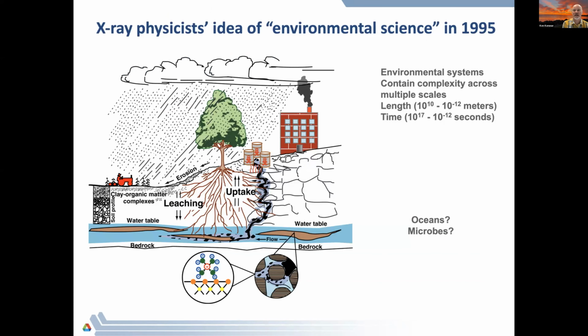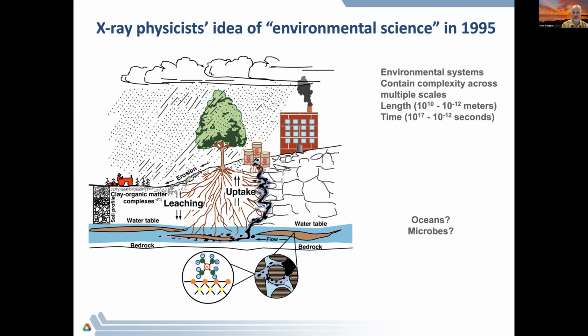So this is a slide that was prepared back in 1995 by the X-ray physicists as they were getting ready to turn the APS on. They spent an afternoon thinking that maybe they'd want to start using the X-rays for environmental science, which back in 95 was a rather novel concept. There weren't a lot of people around the world doing it, but this is the slide that they came up with back in 95. I thought I'd show it from a historical perspective.